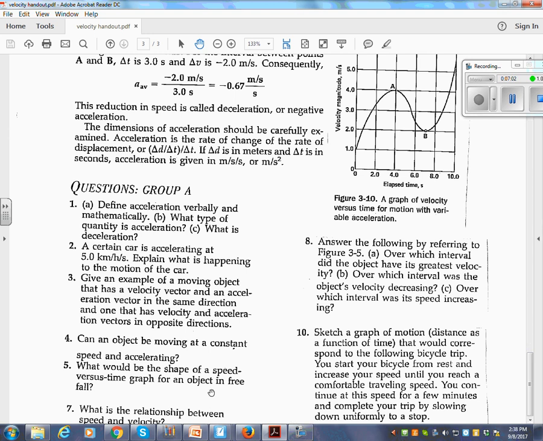All right, number 7. What is the relationship between speed and velocity? Well, velocity is simply speed with a direction.